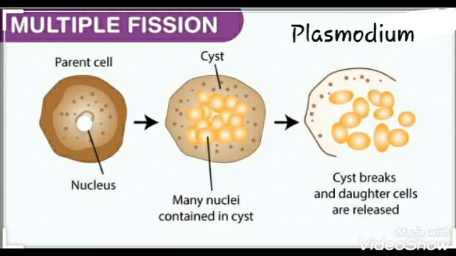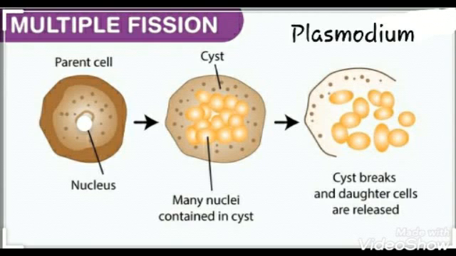In Plasmodium, reproduction occurs in unfavorable conditions, due to which it develops a protective covering called a cyst over the cell. The nucleus of the cell divides repeatedly, producing many nuclei. Each nucleus is surrounded by a small amount of cytoplasm, and many daughter cells are produced within the cyst.